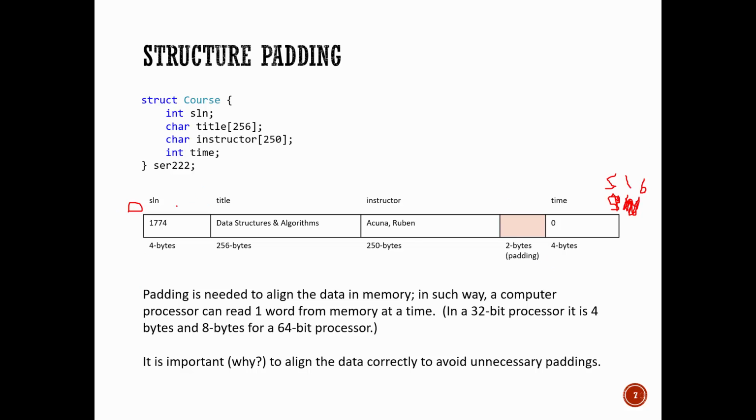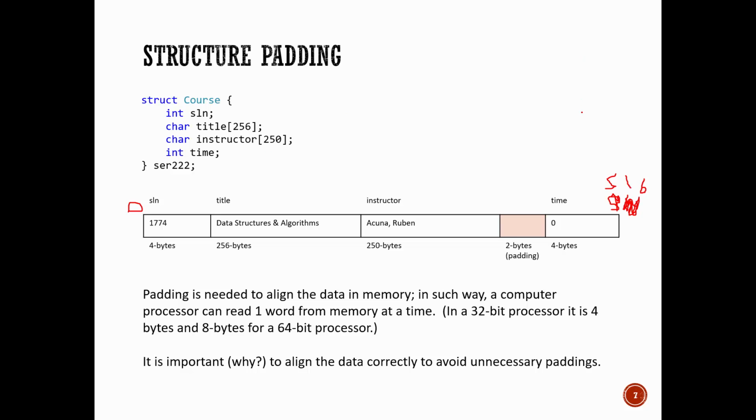If we look at how this is laid out in memory, it's laid out in the order that the struct is defined. The first thing in the struct is the SLN number, so the first part is 4 bytes for the integer. Then I have my char, a string for the title of the class. That's 256 bytes, which is fine. Next, I'm requesting 250 bytes for a string for the instructor name.